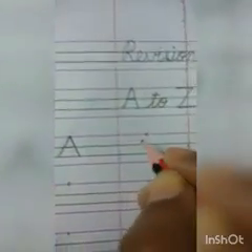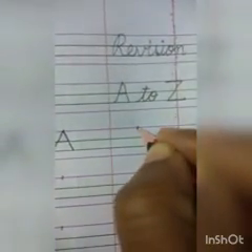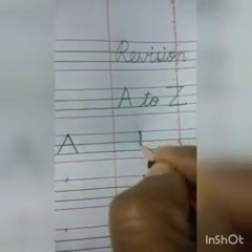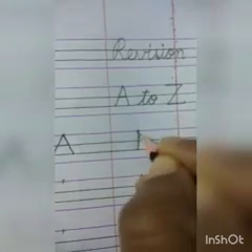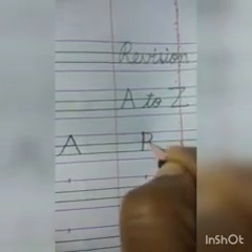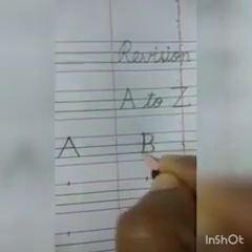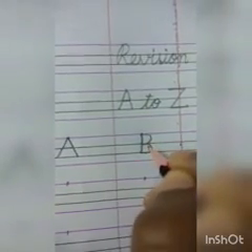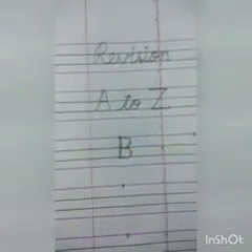Letter A. And how to write letter B? It will start from the pink line. Go to the third line. Yes, standing line. Then with the help of two curves. One curve and two curve. Firstly, with the help of standing line and with the help of two curves, we can write letter B.